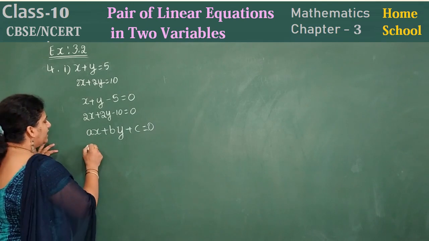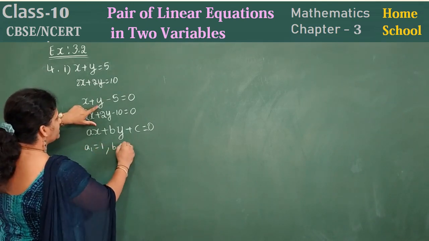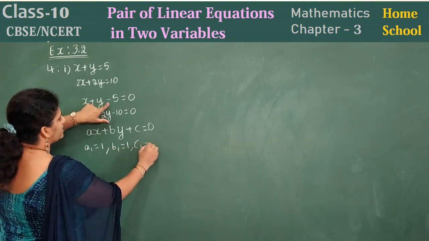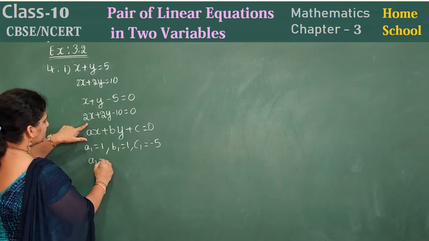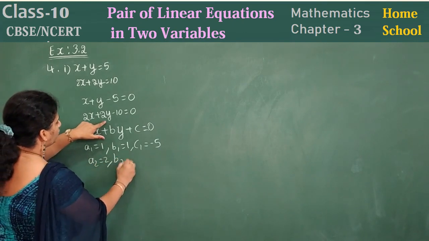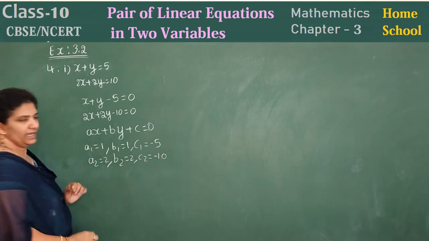So now let's compare here, children. A1 is equal to 1, B1 is equal to 1, C1 is equal to minus 5. Now look here. A2 is equal to 2, B2 is equal to 2, C2 is equal to minus 10.